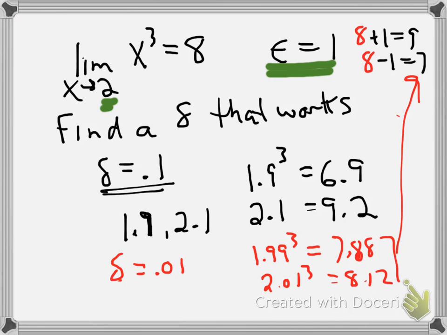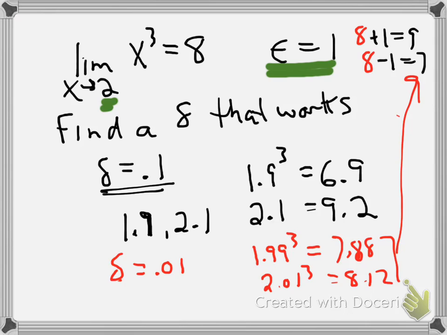So I've got a couple examples here. First thing I just guessed, maybe 0.1 would be close enough for delta. In other words, if I want to be within an epsilon of 1 of 8 for the function values, that means all my function values have to be between 8 plus 1 and 8 minus 1. In other words, between 7 and 9.